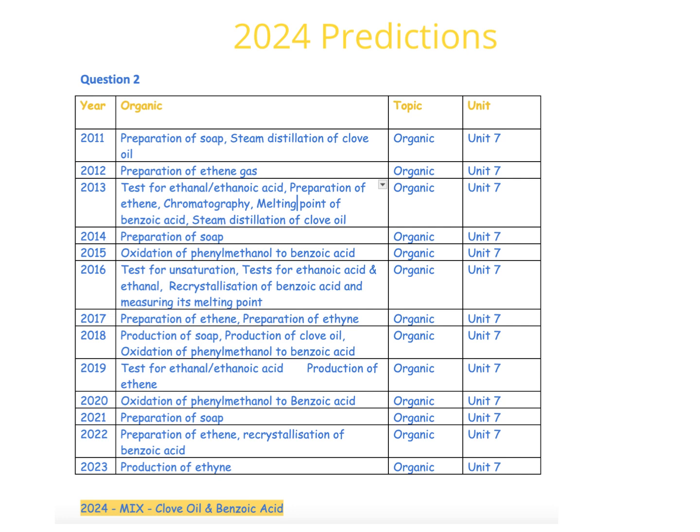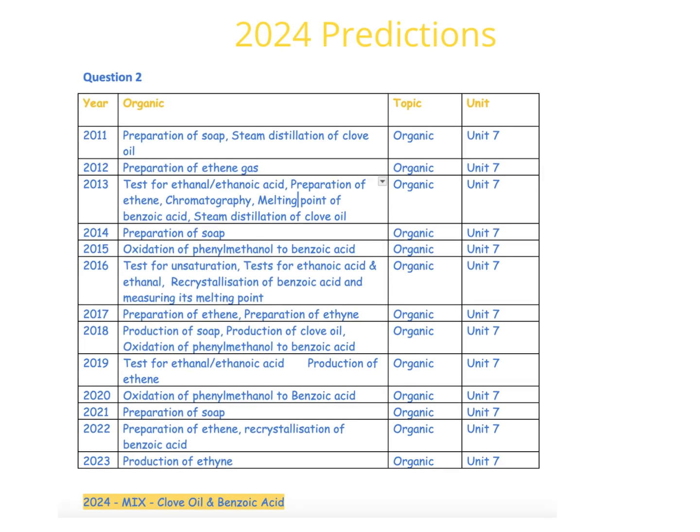So the next one for predictions is our organic, and with organic, when it comes to our unit topics on examrevision.ie, it can all be found in unit 7. So if you are revising on the exam revision website, make sure to take a look at unit 7, where you will find all of your organic experiments.